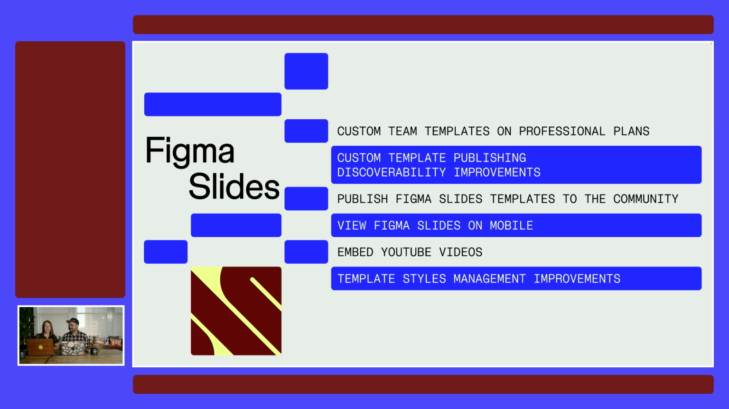Heading over to slides, we have the ability to turn your FigJam boards into a Figma Slides outline. We have custom team templates available now in Pro Plans. Woohoo! So excited for that. So great. Also, additional discoverability improvements for those custom templates. Pro Plus users can publish those templates on Community, and we also have those editing style improvements as well. Additionally, for presenting, you can now present from mobile and also add in your YouTube embed into your Figma Slides presentations.